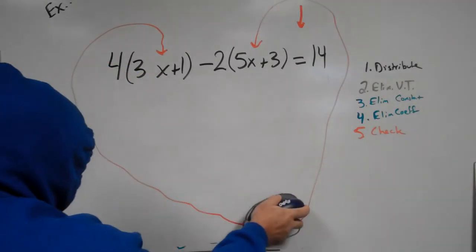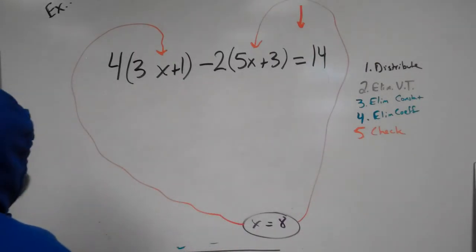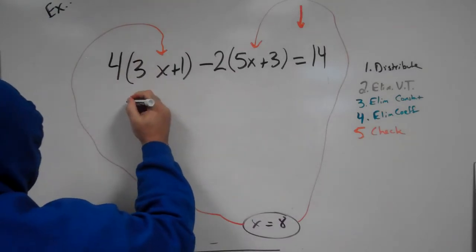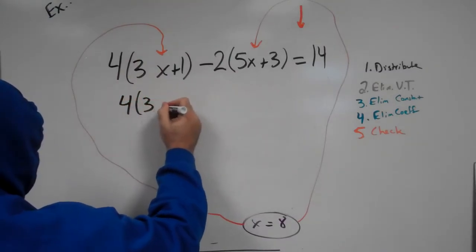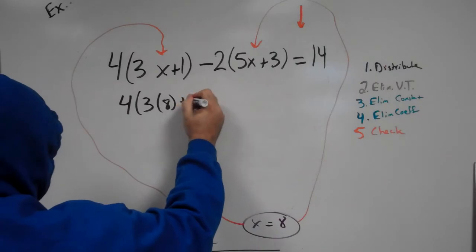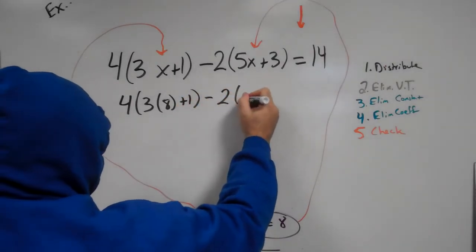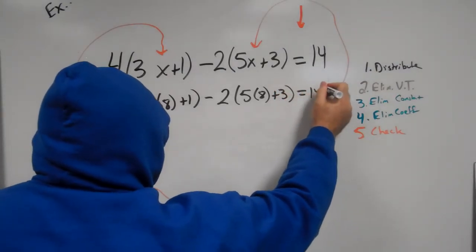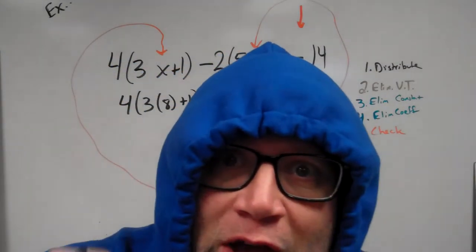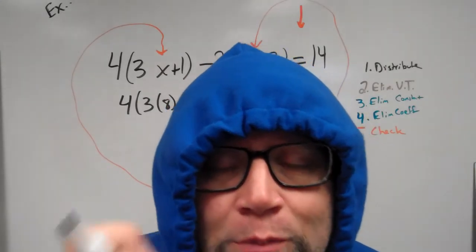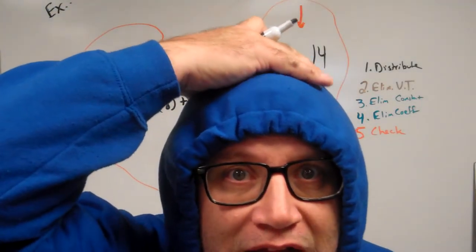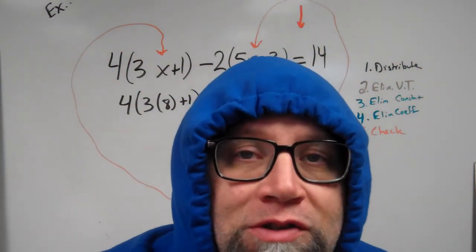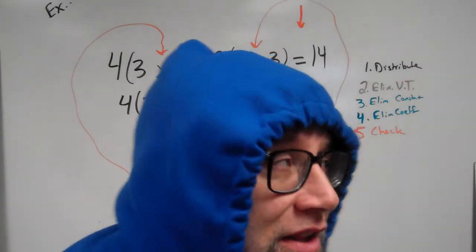Let me erase this so you're working now just a little bit below. I'll put my 8 in, which gives me 4 times (3 times 8 plus 1) minus 2 times (5 times 8 plus 3) equals 14. I can't stress enough how much those parentheses matter, because they're going to help you compartmentalize what's going on in the problem in your brain and not let the paper fool you. So take the time to be technically correct when you're writing that stuff.